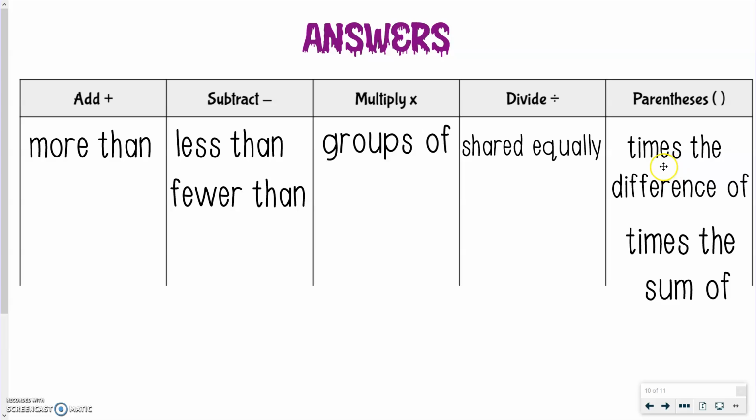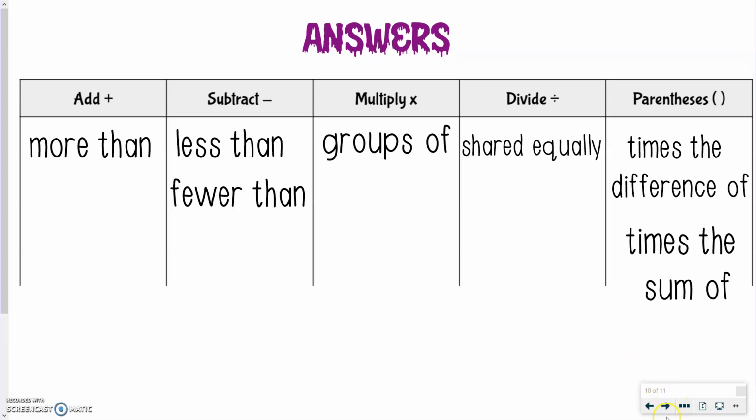And then these two phrases, times the difference of and times the sum of, are signaling parentheses because when you say times the difference, you're not just doing times one number, the difference means subtraction. So you have two numbers being subtracted, then you're multiplying. So you're multiplying by both of those, so you're signaling parentheses. We'll talk more about that later in this unit. And same with times the sum of. Sum means addition, so you're multiplying by both of those numbers, that sum, that addition problem.